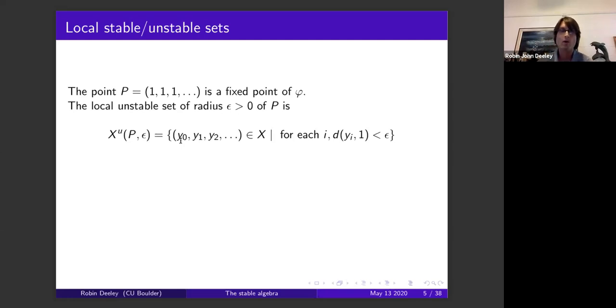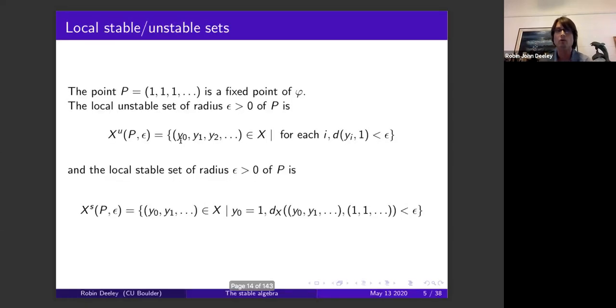Okay, now for the local stable set, what we've got is the same sort of situation. We want the point to be close now in the product topology, but we also are going to have an additional constraint. We're specifying that the very first coordinate has to be a 1, right? So again, there are going to be lots of points that are close to the point 1, 1, 1, 1, 1 in the product topology that are not in this local stable set.